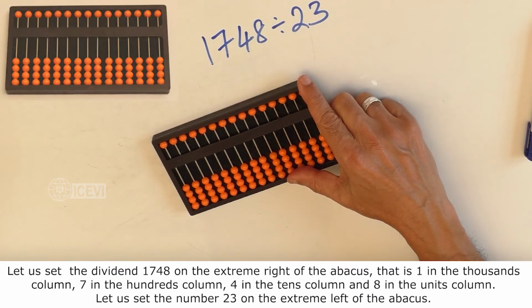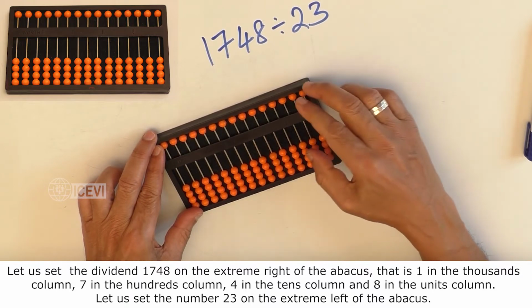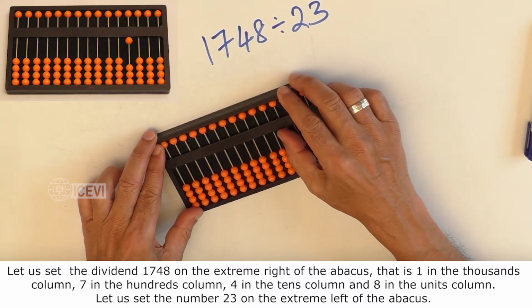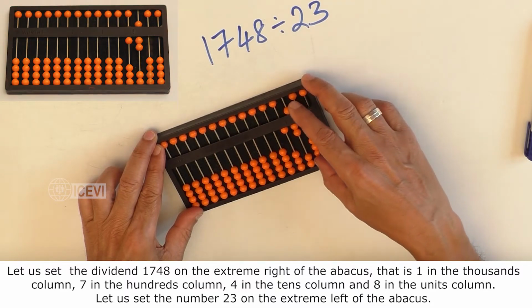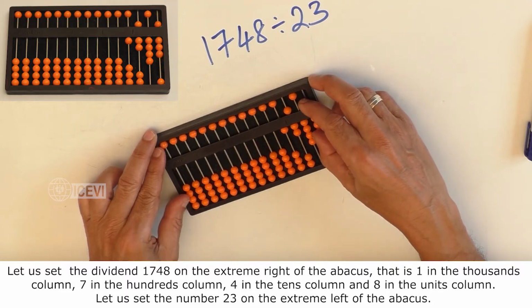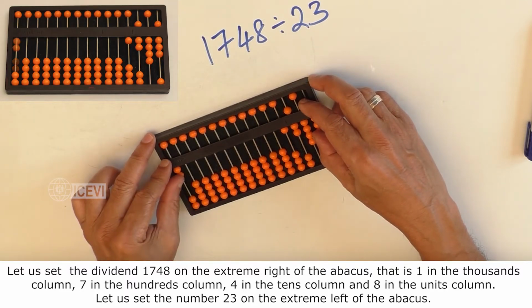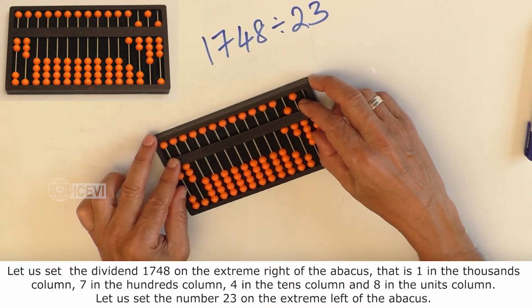Let us set the dividend 1748 on the extreme right of the abacus, that is 1 in the thousands column, 7 in the hundreds column, 4 in the tens column and 8 in the units column. Let us set the divisor 23 in the extreme left of the abacus.